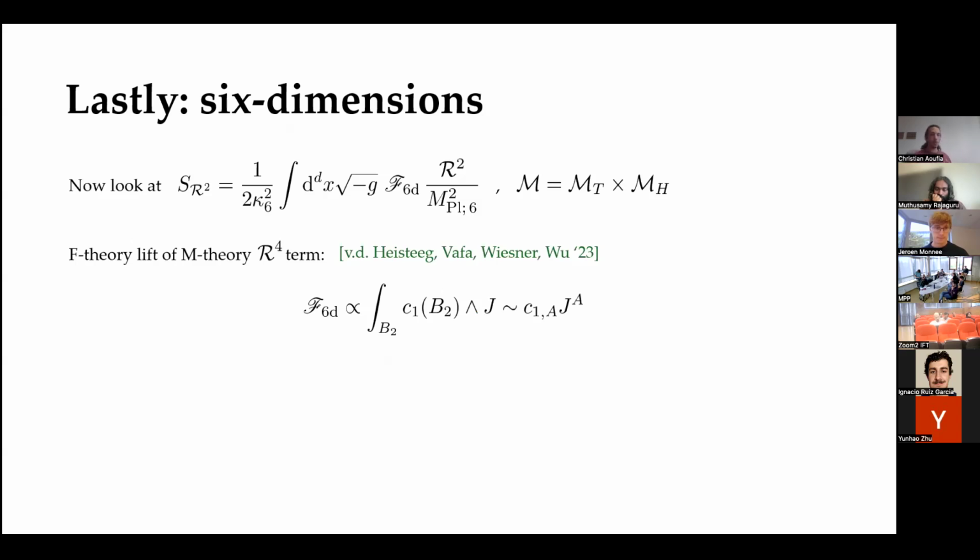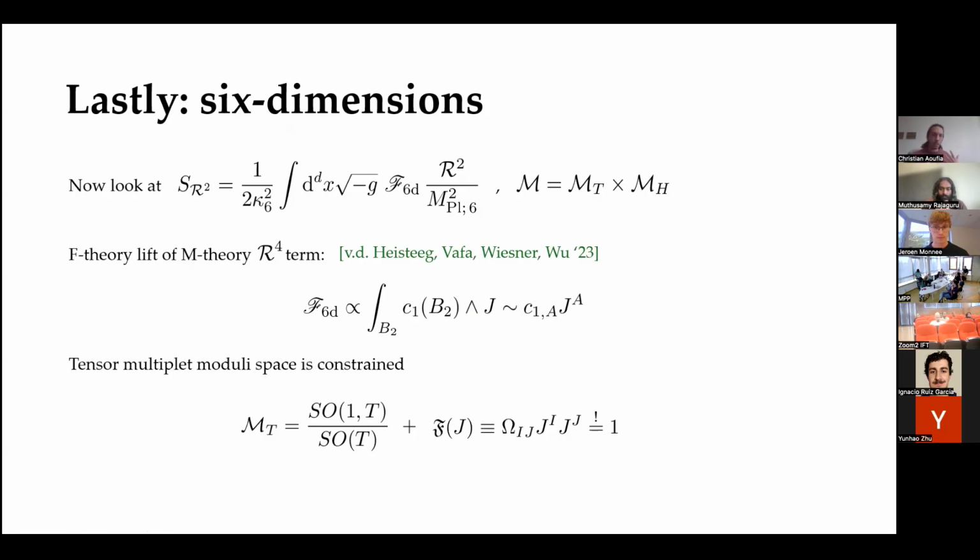So lastly, to fill out the gaps of the 8 supercharges landscape, let me talk about 6 dimensions. And again, the same kind of operator, which again depends only on the tensor multiplets. So here one can compute it from the F-theory lift of the R to the 4th term. And once again, for the third time, one gets a linear function.